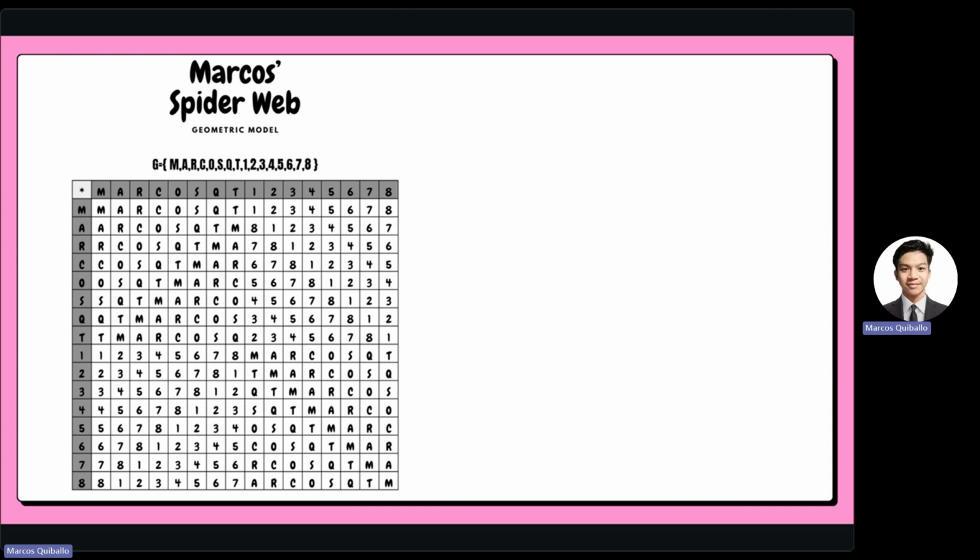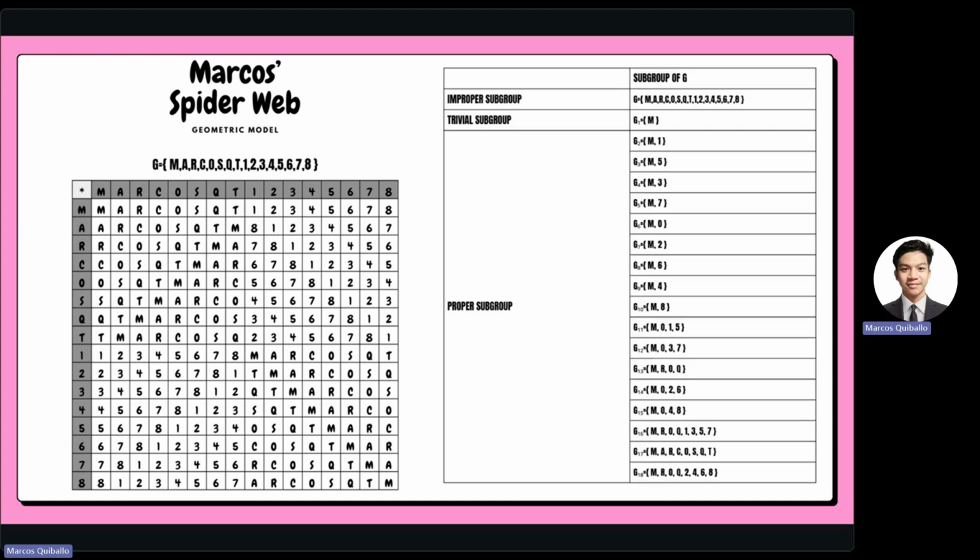So let us set our numbers and letters we have used in our geometric model, which are M, A, R, C, O, S, Q, T, 1, 2, 3, 4, 5, 6, as letter G, as the set. So here, we will verify the types of subgroup of G, which are improper subgroup, trivial subgroup, and proper subgroup.